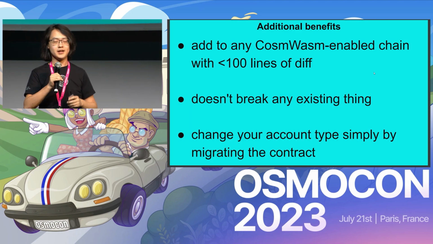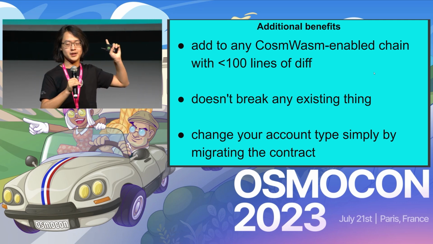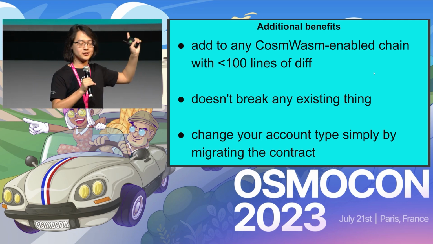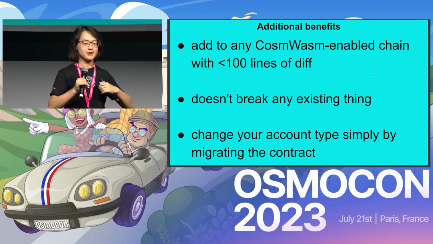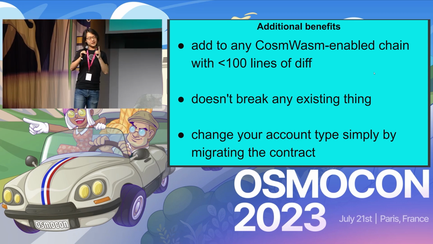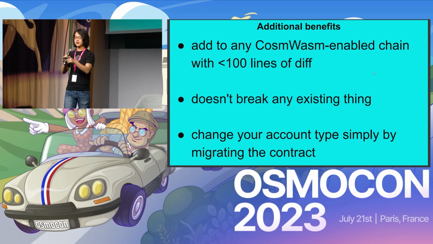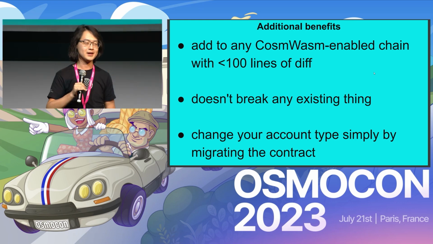It can be added to any CosmWasm-enabled chain with less than 100 lines of code change. It doesn't break any existing thing. Anything that used to work will continue to work. You can change your account type simply by migrating the contracts. Migrating contracts, upgrading contracts in CosmWasm is extremely easy, much easier than EVM. Anybody can do it.